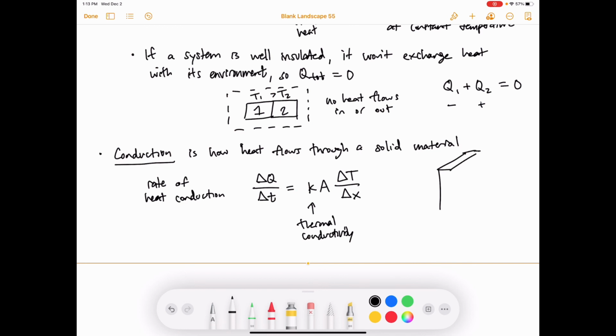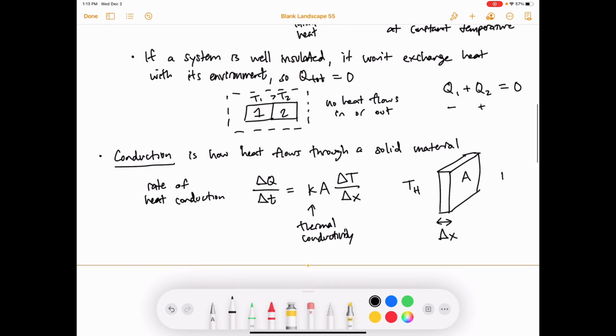So imagine a slab of material. A is the area. Delta X is the thickness. On one side of the material, the temperature is high. On the other side of the material, the temperature is lower, so we know that heat flows from hot to cold, right? So heat is going to be flowing through that material from the hot side to the cold side. That's going to be our delta Q.